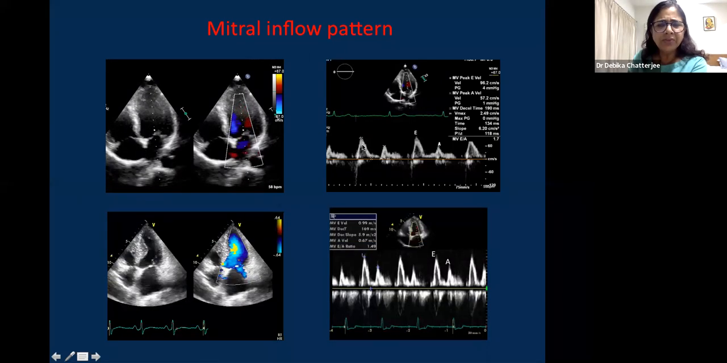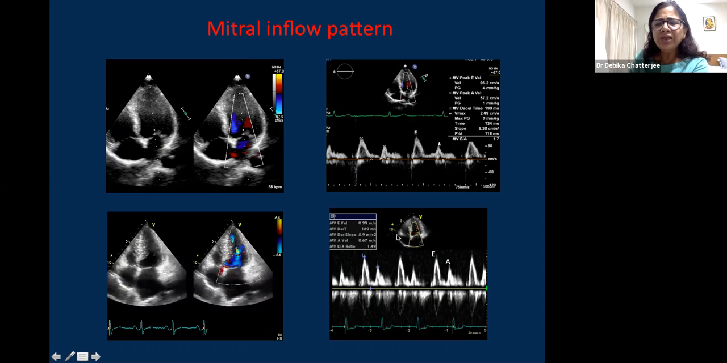But look at this patient. This is a patient of hypertrophic cardiomyopathy. Look at the IVS, it's so thickened. Look at the LA, it's so much dilated. But keeping the sample volume at the level of the tip of the mitral valve leaflets, again I get a pattern where E wave is more than A wave.